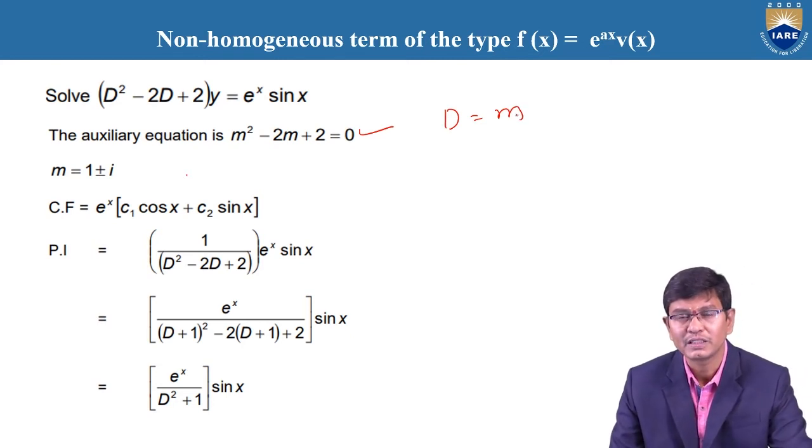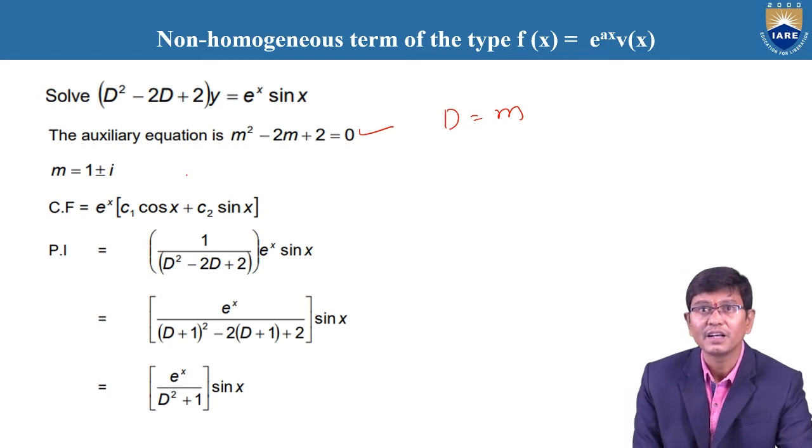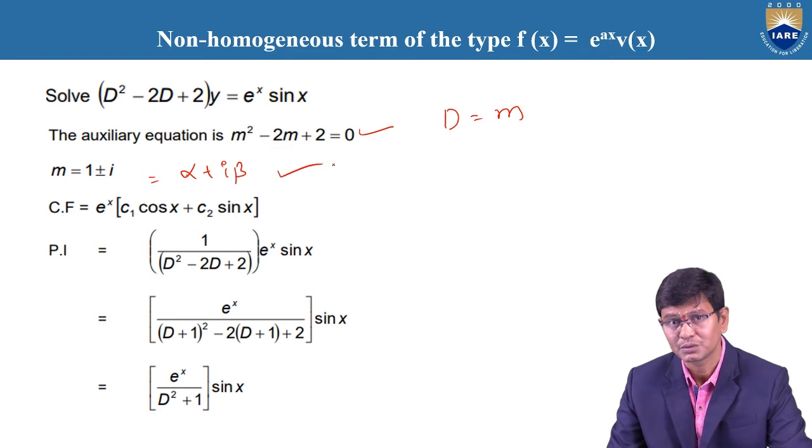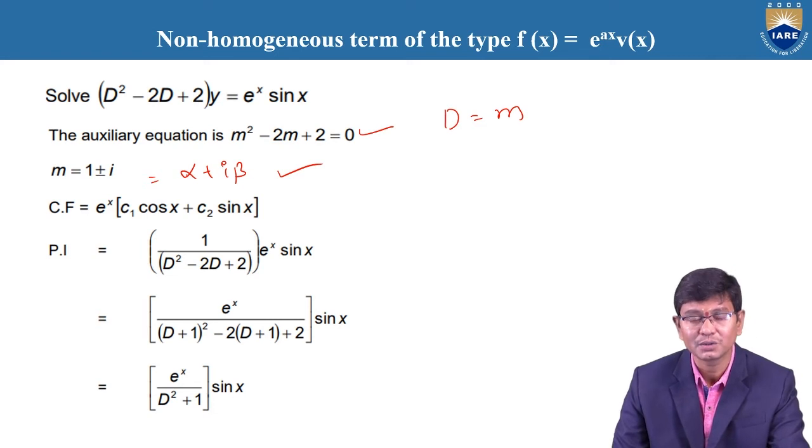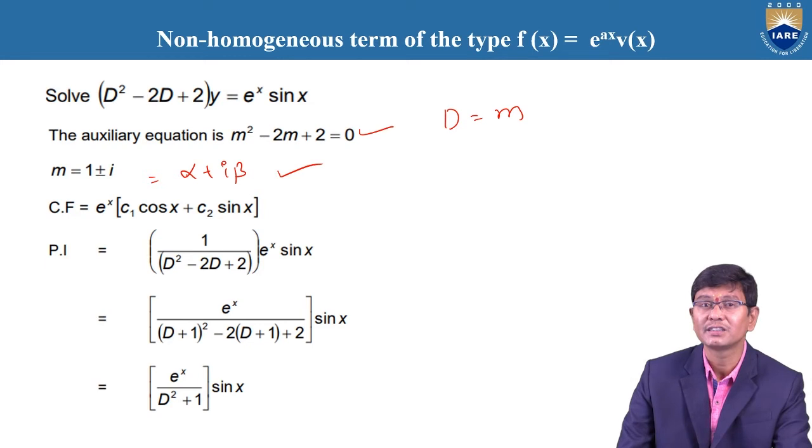Therefore, by solving here, the roots are 1 plus or minus i. That is nothing but the complex form alpha plus or minus i into beta. Therefore, alpha is equal to 1 and beta is equal to 1 also. With the help of the complex roots formula, we apply e power real part, that is 1, and the imaginary part beta, that is 1 also. Therefore, the complementary function is e power x into c1 cos x plus c2 sin x.